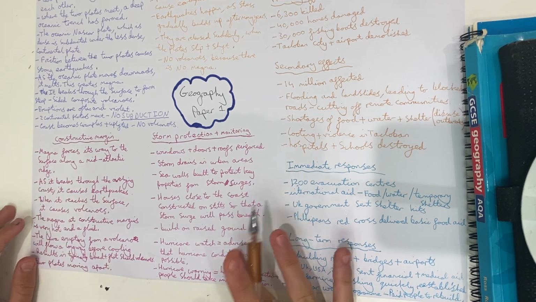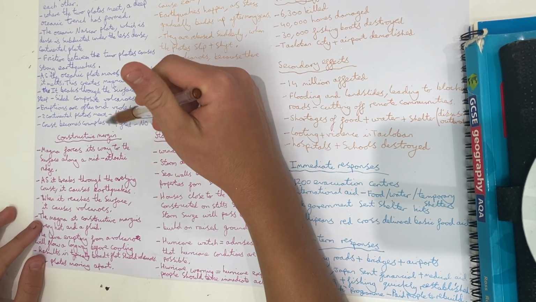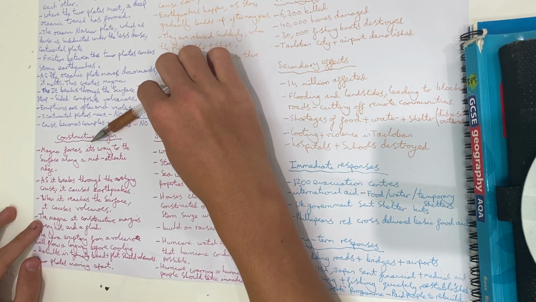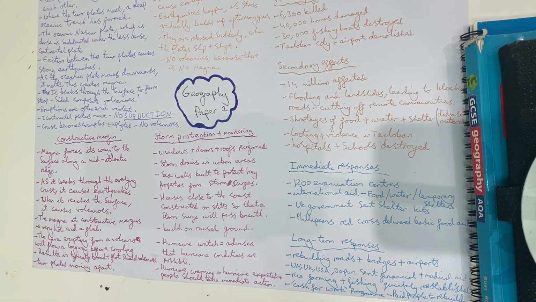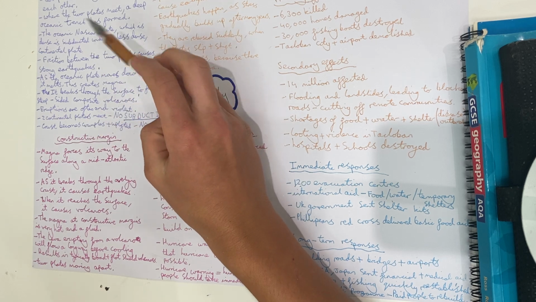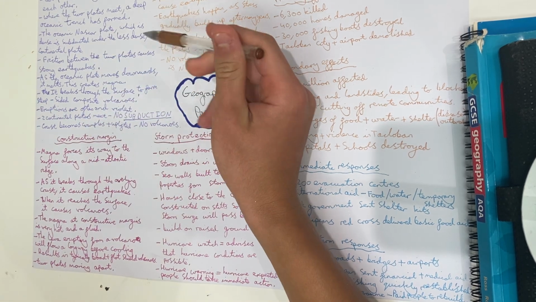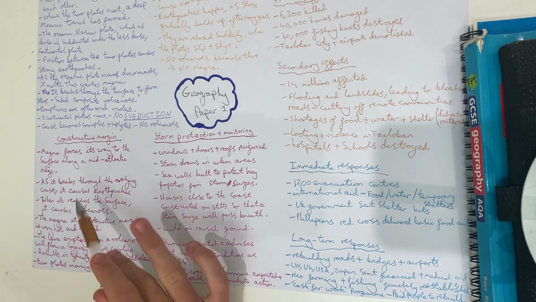Okay, so plate margins. There are 3: constructive, destructive and conservative. There is a high chance of there being a potential 9 marker on one of these topics this year, so watch out. You need to know quite a lot of information for each of these. I'm just going to go through a few of these points.